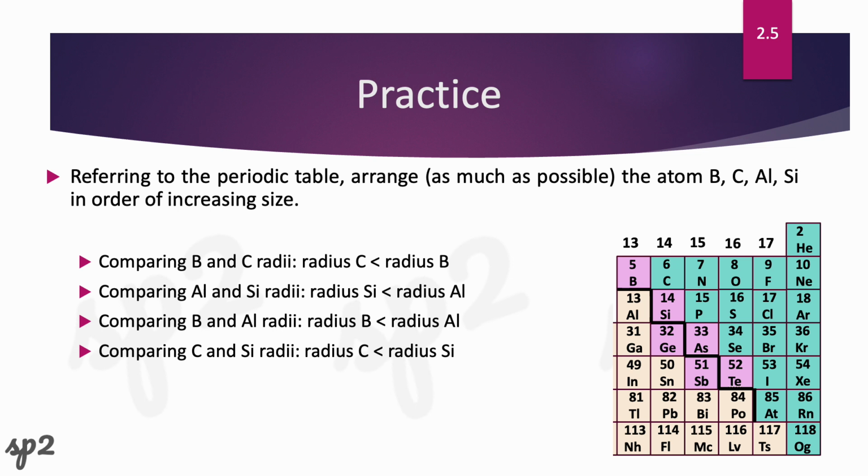So put them all together on the count of 3, 2, 1. Carbon is the smallest one, and then we have boron, then we have silicon, and the largest one is going to be aluminum. I hope that makes sense to you. I have one more practice, looking at the next page.